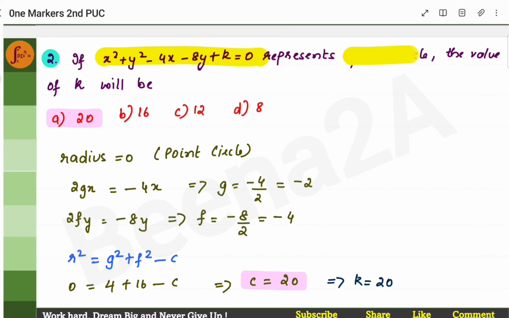Next one. The circle equation is given, and this circle is nothing but a point circle. Find the value of k. From this equation, you can get the values for g and f. What is g and f? They represent the center of the circle.